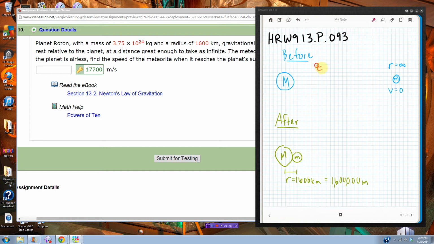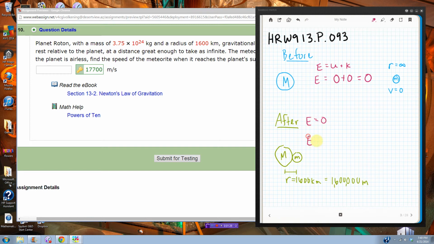Okay, the energy it has before is its potential plus its kinetic, which in this case, remember that potential energy is defined to be 0 at infinity, and the thing is at rest. So basically our total energy has to be 0. That is what it has to be. So when we're done, the total energy also has to be 0.